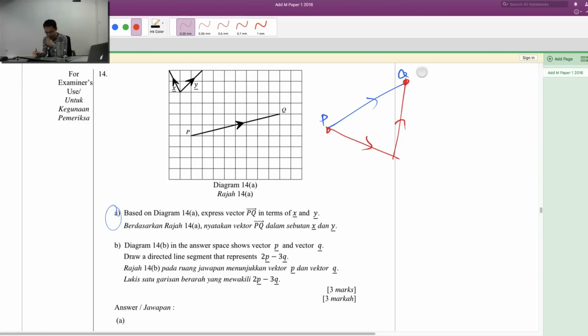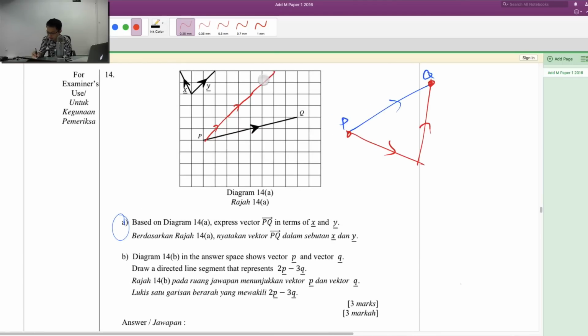This is what I mean. Alright, so what I will do here is some drawing. Let's draw. Since I want to go into here, I will do y first. y is basically like break 2 boxes. So 1y, 2y, and then maybe 3y. And then x is 2 boxes, right? So 1x, 1x. But of course, x must be negative, because the arrow has to face down. So, therefore, PQ is equal to 3y minus 2x.